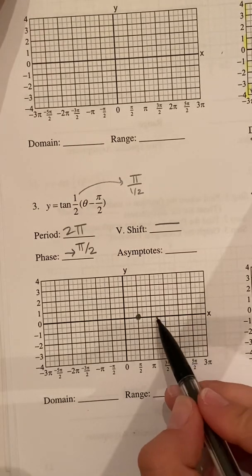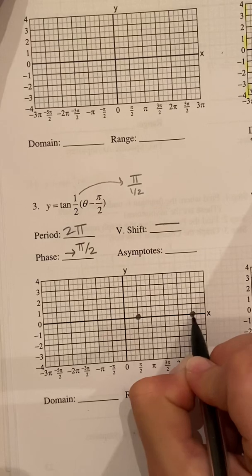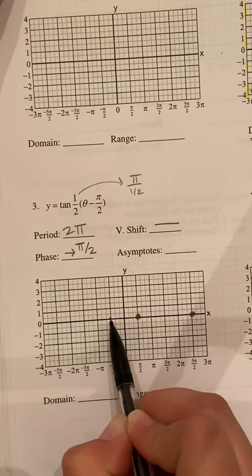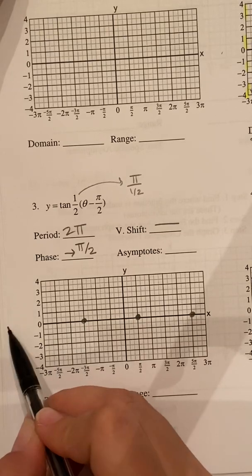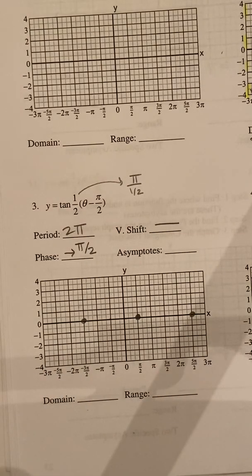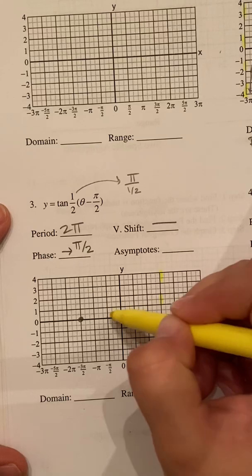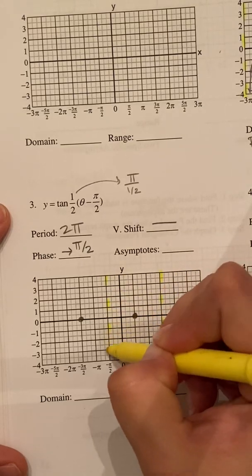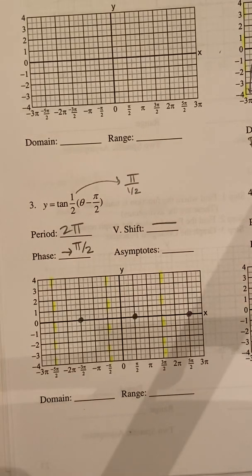So I'm going to go 2 pi away. That's 1 pi, that's 2 pi. That's 1 pi, that's 2 pi. 1 pi, oh, can't go anymore. Now between those, we're going to put our asymptotes. So asymptote, asymptote, asymptote, no asymptote.